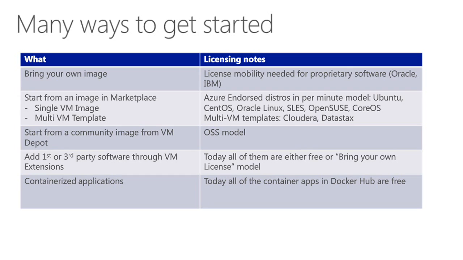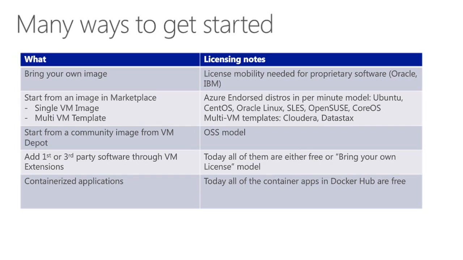I talked about that. You can start from a community image in the VM Depot. It's an OSS model, an open source model in terms of licensing. It's basically a do-it-yourself model, if you will. You can use VM extensions that I talked about to add either first-party extensions that Microsoft provides or third-party extensions like Chef into your virtual machine and extend the functionality. And then, like I mentioned with Docker, you can also use Docker to bring down containerized applications on Azure on Linux virtual machines today. So this is the summary.